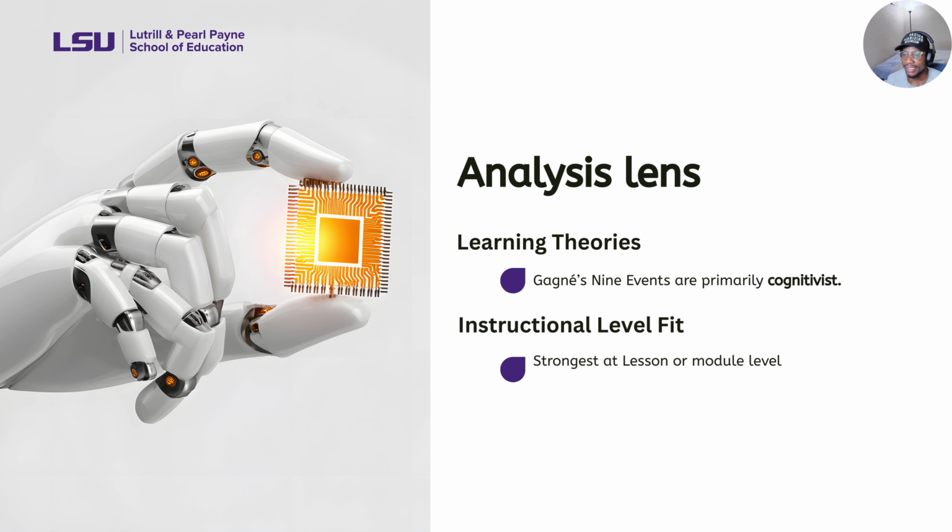The Gagné's 9 events model is primarily cognitivist, and as I explained in the previous slide, it engages the mental structures, and that is why it is purely cognitivist. And of course, it is strongest at lesson or module level.